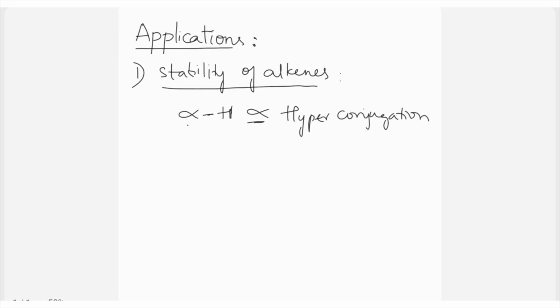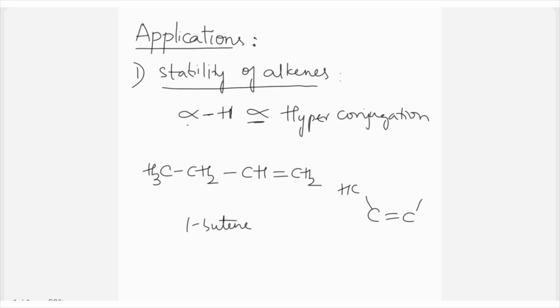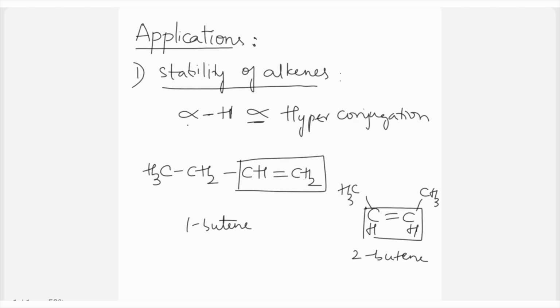So we have 1-butene, that is CH3, CH2, CH double bond CH2. And we have 2-butene, that is CH3, CH double bond CH, CH3. We need to fill the valency. Okay, this is 2-butene and that is 1-butene. So first we need to look at the double bond. So here is our double bond, we have spotted it.